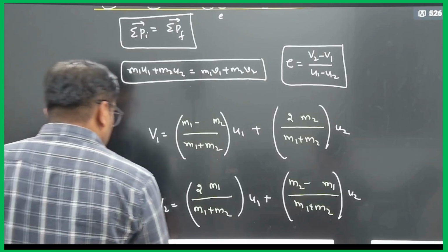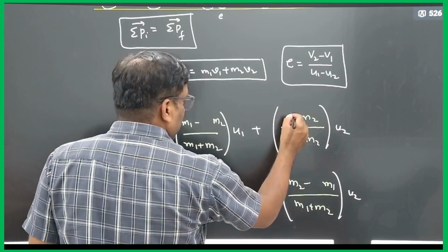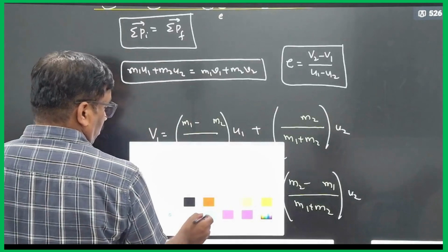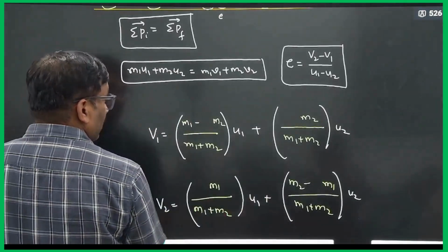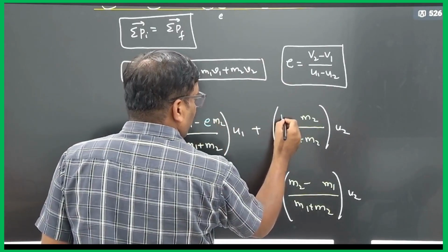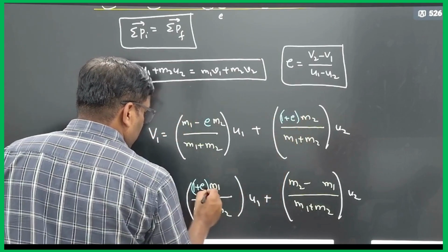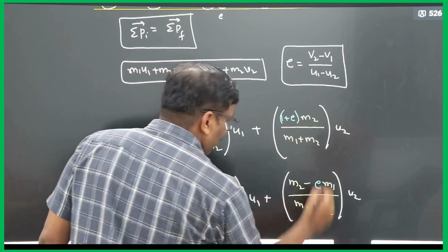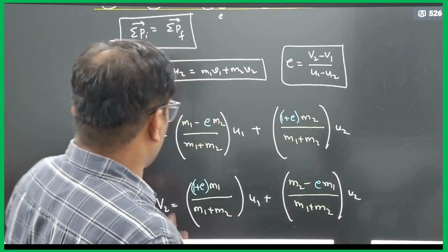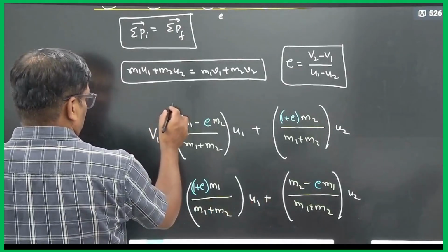In inelastic collision we will write it with one small change. Here I will remove the 2 and write one more important thing, the coefficient of restitution E. Here it becomes 1 plus E, and here 1 plus E, and here m2 minus E m1. That's all. Clear?